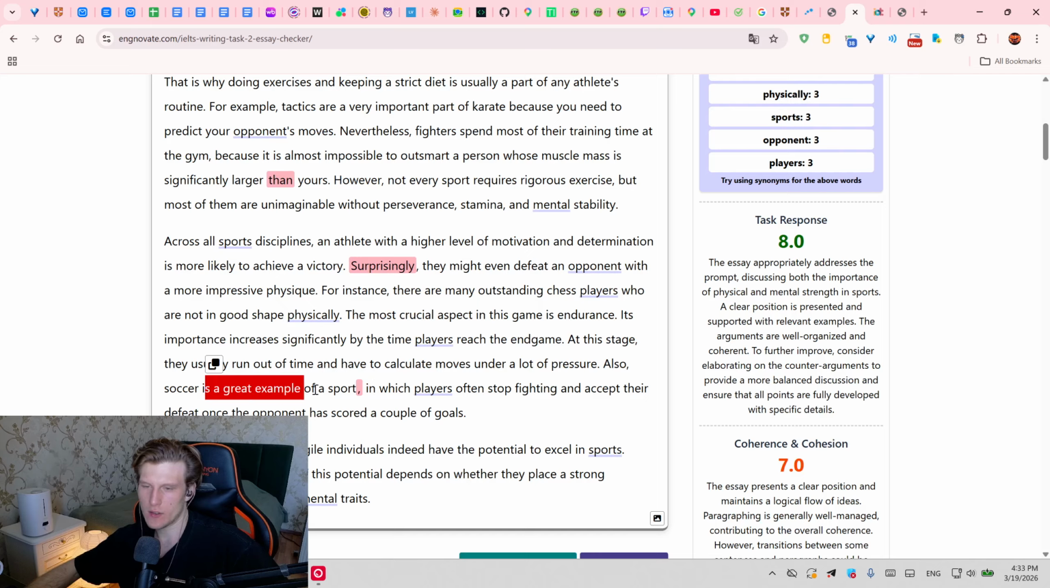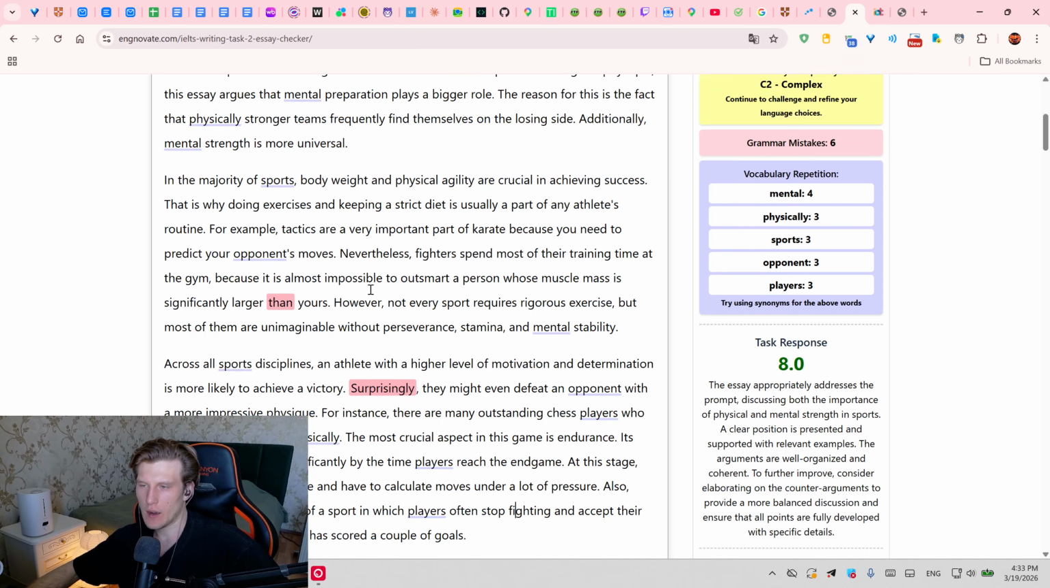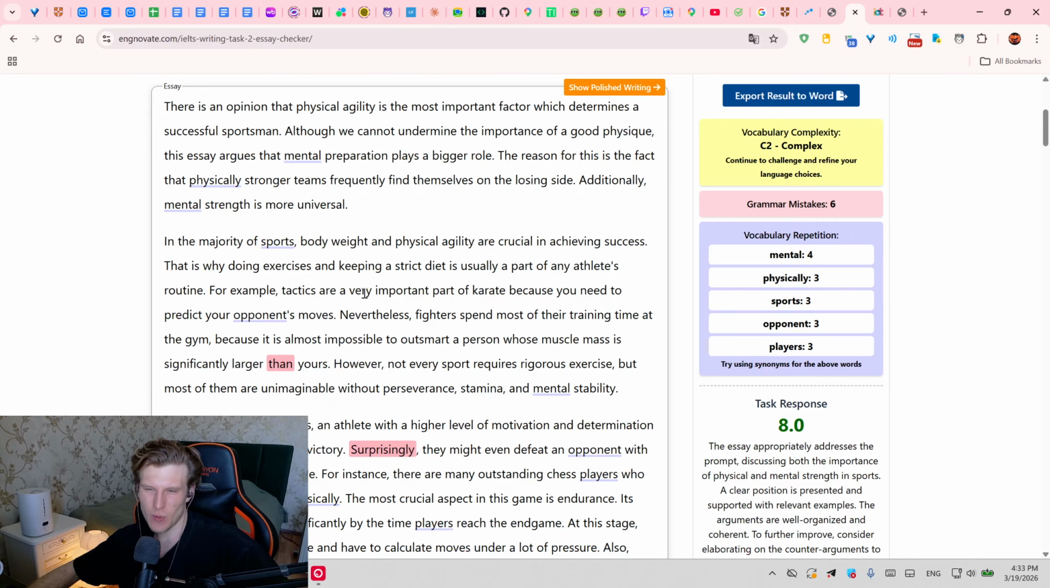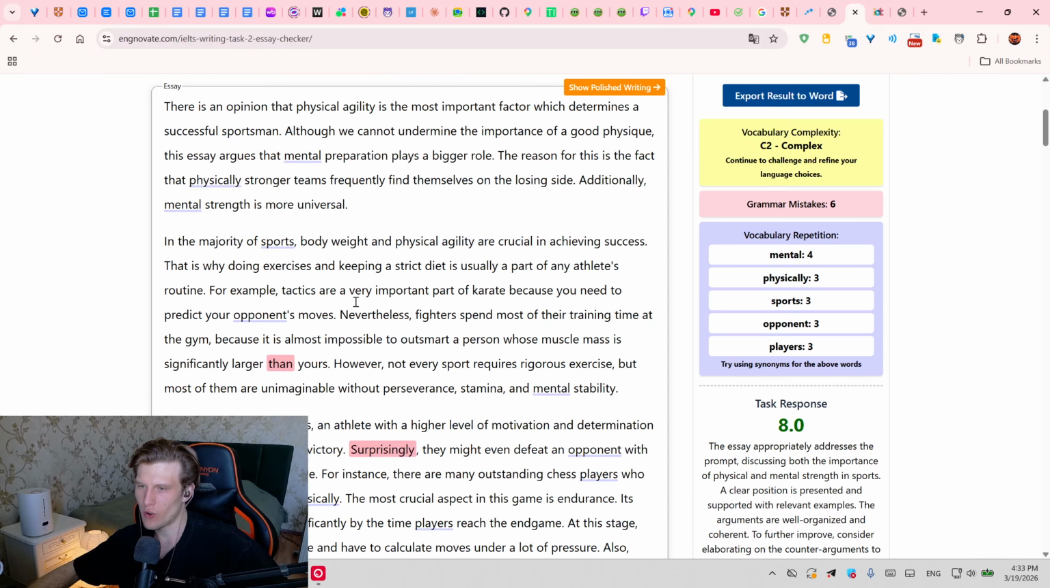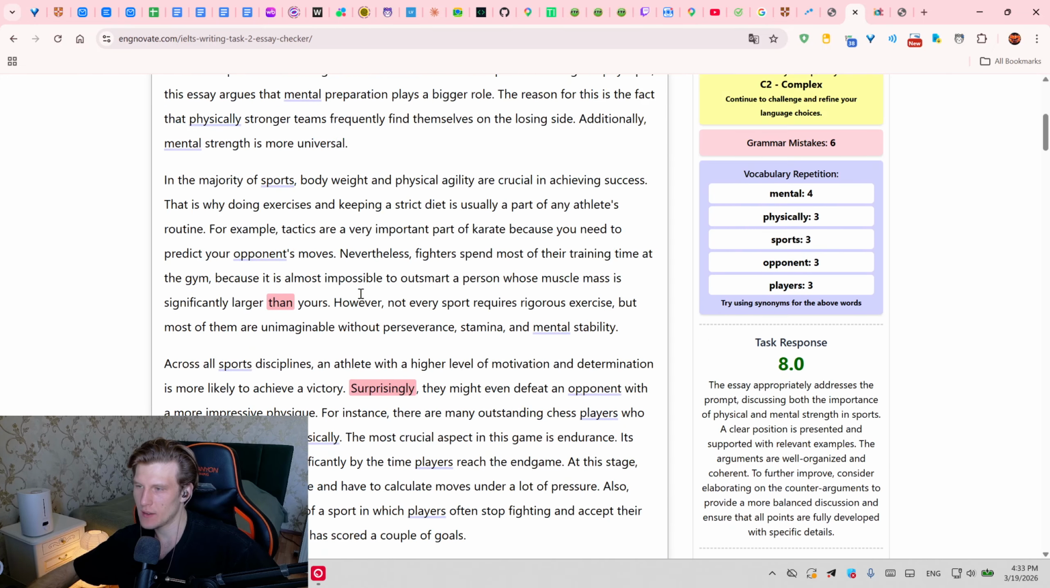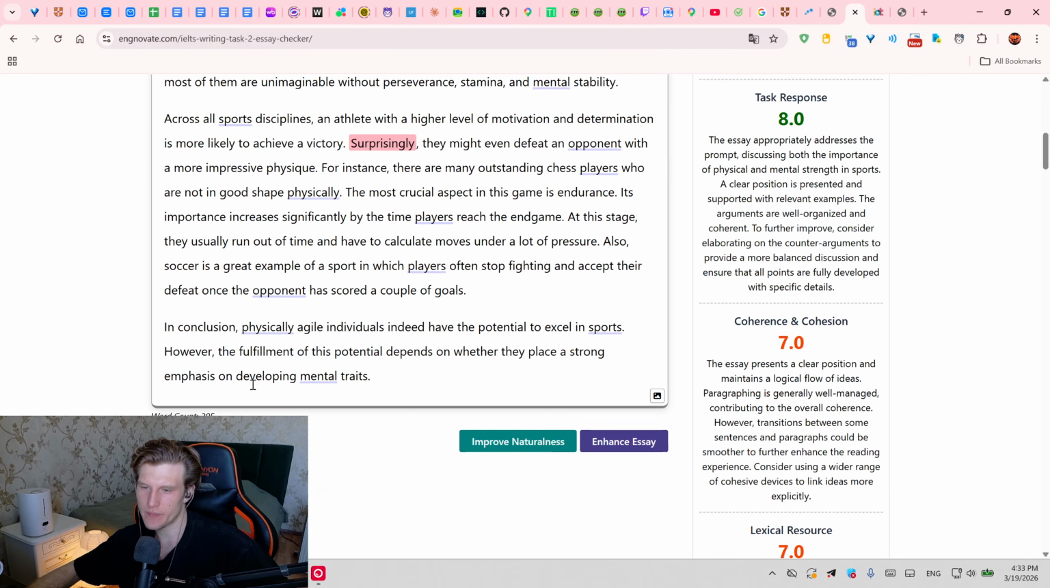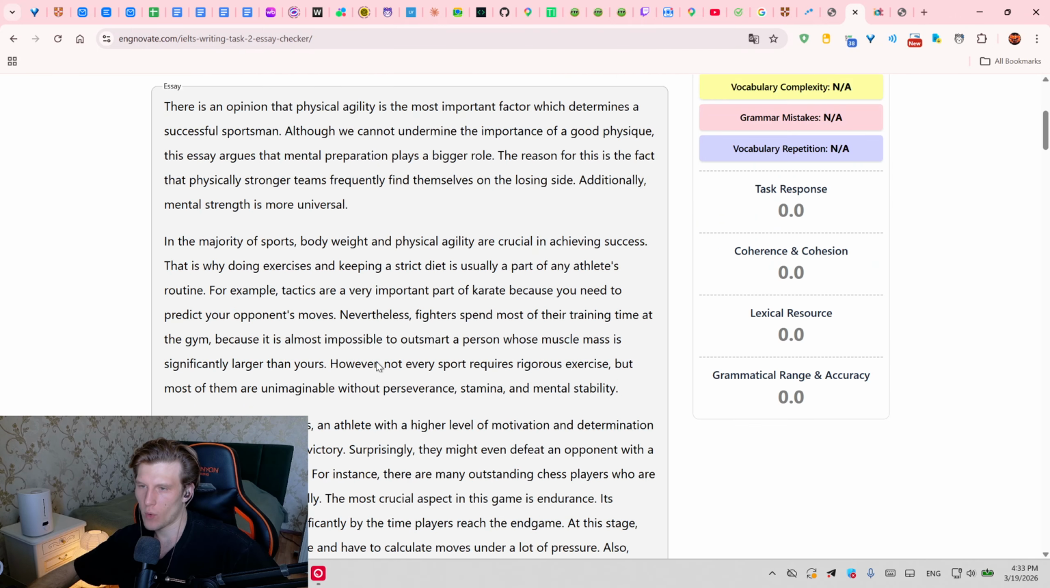Agreed. Also, soccer is a great example of a sport in which players often stop fighting. Okay, I just tweaked it. I wouldn't say that I rewrote it or entirely wrote a different essay, but I made a couple of tweaks. Let's see what it says now.